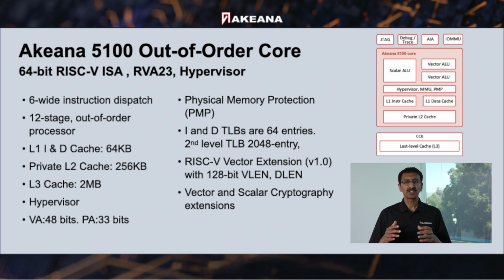It's got a 6-wide instruction dispatch, 12-stage out of order, L1 D cache 64 KB, private L2 cache 256 KB. It's got an L3 cache, 2 MB, hypervisor, virtual address 48 bits, physical address 33 bits, physical memory protection, instruction and data TLB 64 entries, second level TLB 2048 entries. It's got the full RISC-V vector extension version 1.0 with a 128-bit VLEN and DLEN, and it's got vector and scalar cryptography extensions.